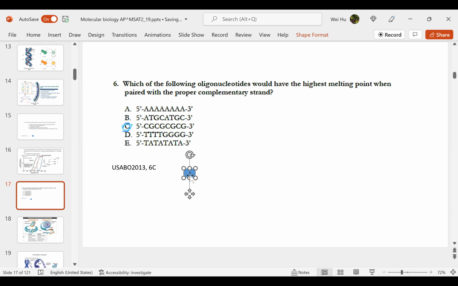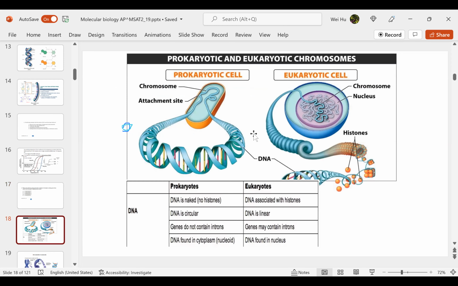Yes, you are right. I say C because they have all CG, CG, CG, so they will form GC pairs. They have more hydrogen bonds, so you need an increased temperature to separate them. Okay, good. Let's review again.